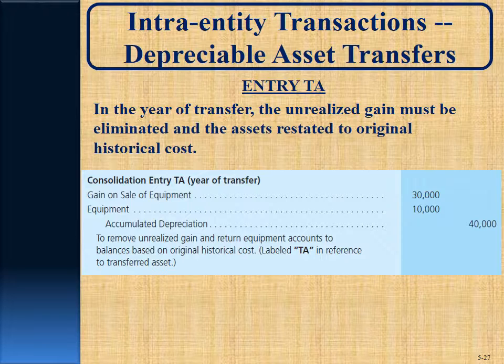There's no accumulated depreciation recorded anywhere on the parent's or the subsidiary's books, because the parent took it off when it sold it. We need to restate that accumulated depreciation by crediting accumulated depreciation. And then we need to eliminate that unrealized profit, because we don't realize profit until it's sold to a third party, just like the land. So for this consolidation entry, you'll be debiting gain on sale of equipment.